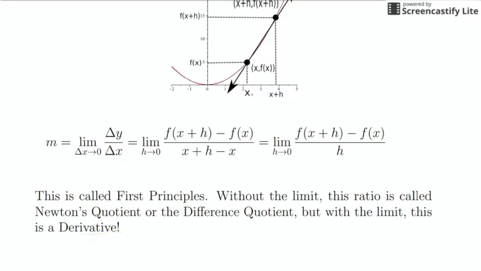So this right here, you kind of ignore this part right here. The slope of the tangent line is going to equal the limit of f of x plus h minus f of x over h. We call that the derivative of a function. It is the slope of the tangent line at a point.